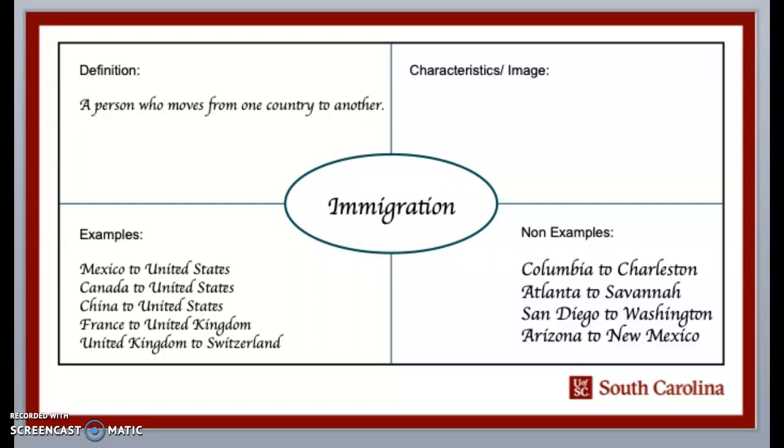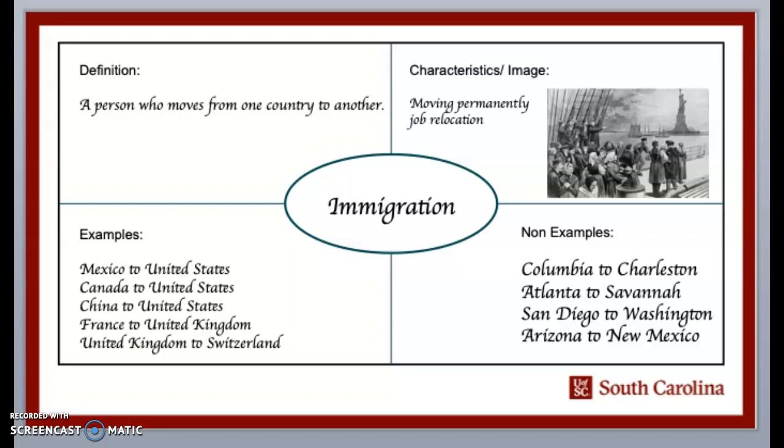You're going to have your students delve into it and break it down a little bit more than this to actually be able to see what it is like. Many of the students love to just be very basic. You have to break it down. And finally, characteristics, which could be moving permanently or a job relocation. That could be reasons for immigration, or you can see the picture here of immigrants coming to the United States. This is actually one of my favorite images of immigration I used to use in my immigration unit.